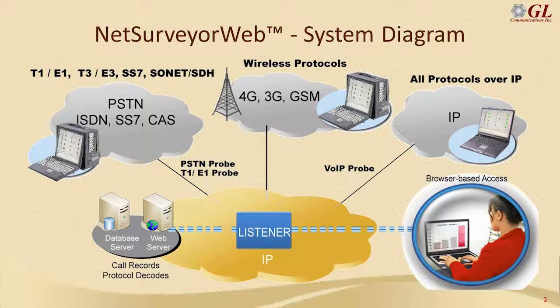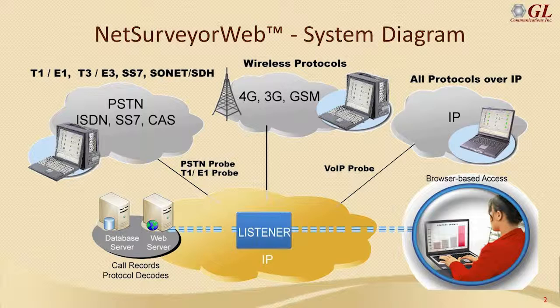So just to give you a little background on how we do things with NetSurveyorWeb, there are a couple of components to it. One of them obviously is what we refer to as the capture probe. That requires some capture hardware and software to be located interfacing basically at your network. So on the ISDN PRI lines, on the VoIP system, we will have some hardware installed that will be interfacing in a non-intrusive, fail-safe manner on those PRI lines, on those T1 or E1 lines.